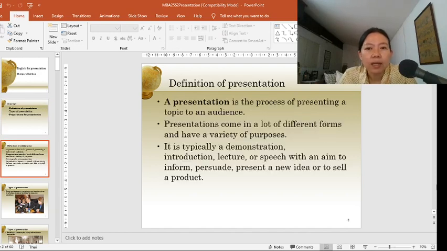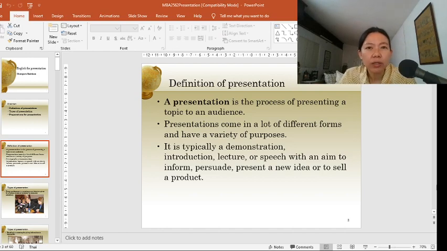So what is a presentation? A presentation is the process of presenting a topic to an audience. So there will be a speaker talking to an audience or listeners. An audience could be a small number of students or it can be a large crowd.